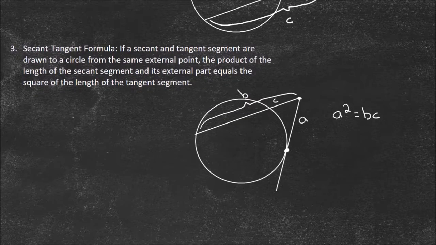Then the secant tangent formula, really closely related to the secant formula. Now we're going to take the length of the entire secant, the B part, and multiply by its external part C. Then we're going to set that equal to the tangent part, this part right here, joined at that external point to that point on the circle, and we're just going to square it. So it's basically A times A equals B times C. Not too difficult, but we just need to practice with it until it starts to make sense.